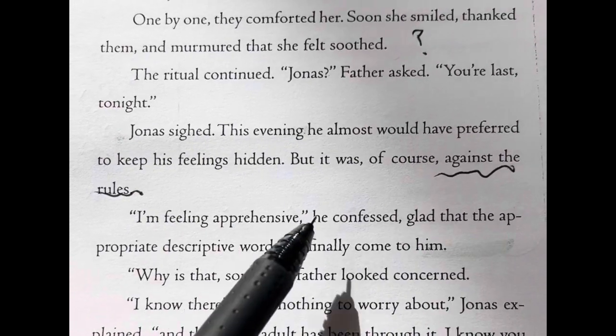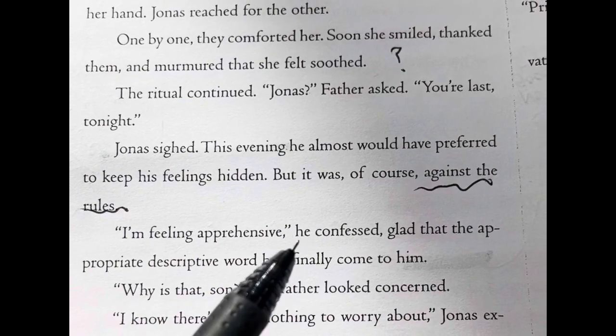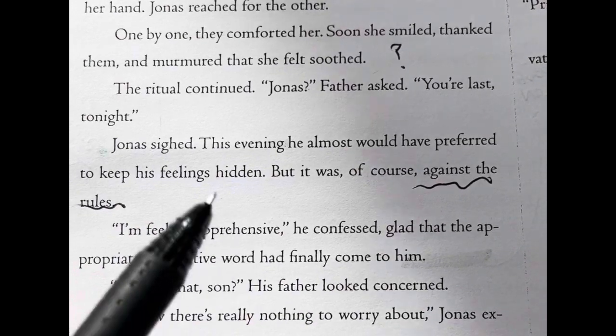So that's why he's been thinking about his feelings all day, because he has to in this community.